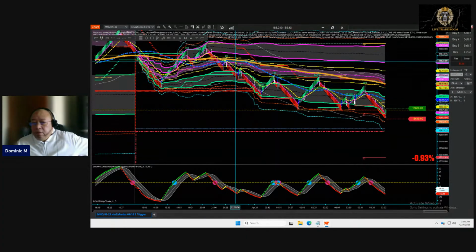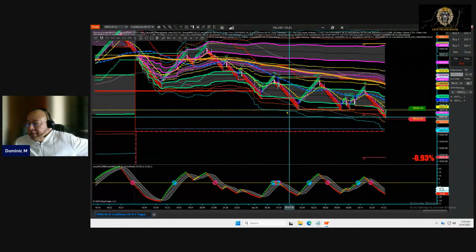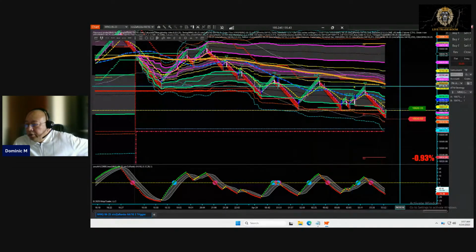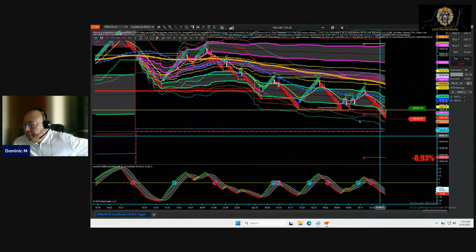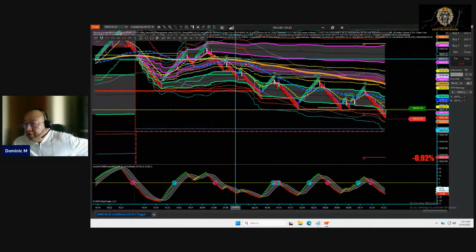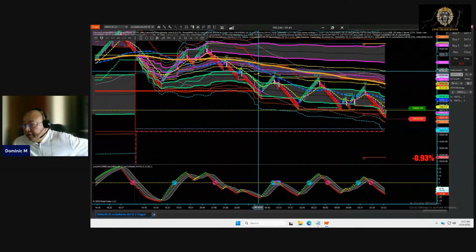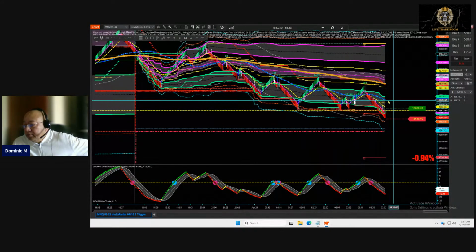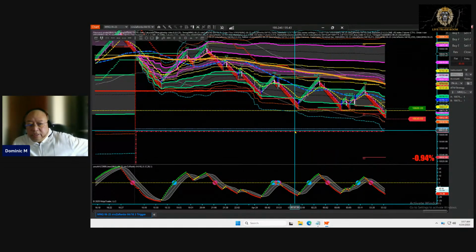Obviously, our trend is to the downside, where price is below the 233, which is here, and also below the VWAP. And also, you can see the mid band of the Keltner channel or the 55 EMA is also below both the 233 and also the VWAP. So strong bias to the downside.